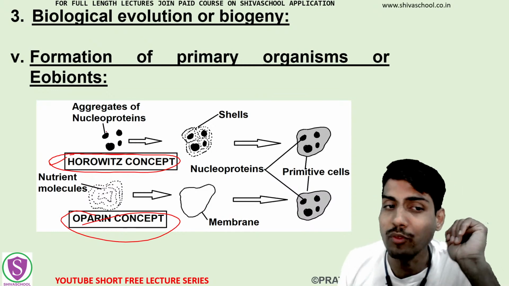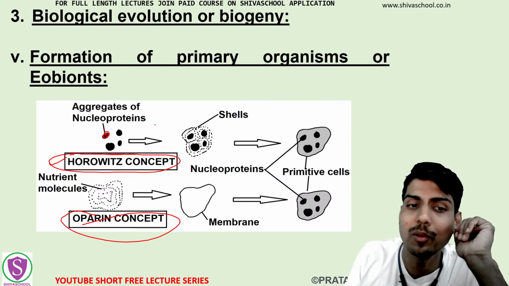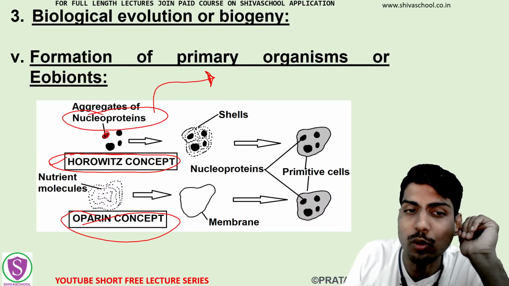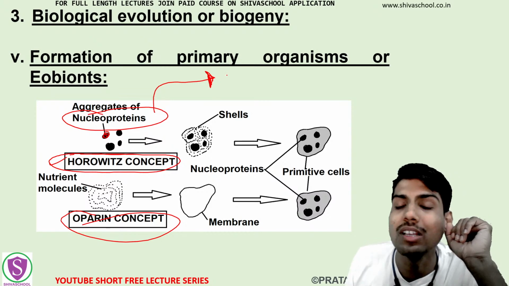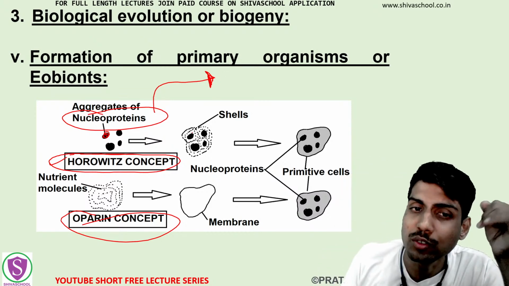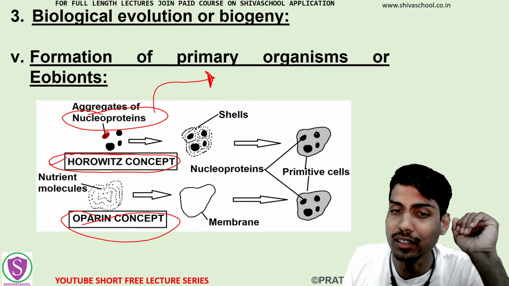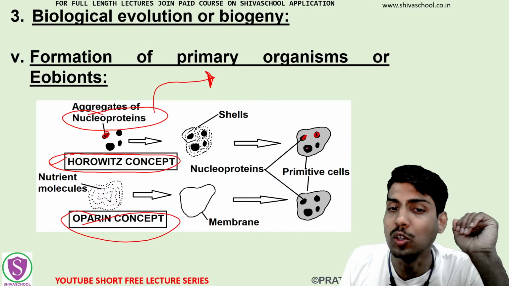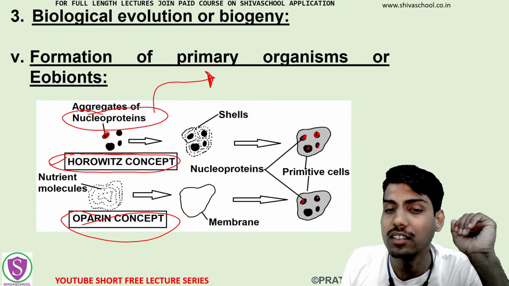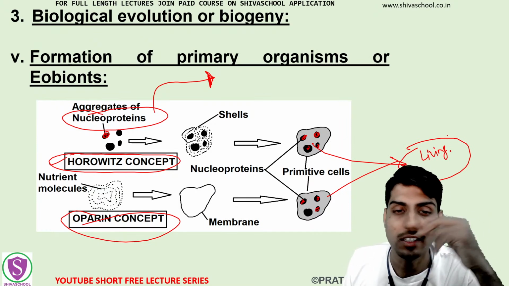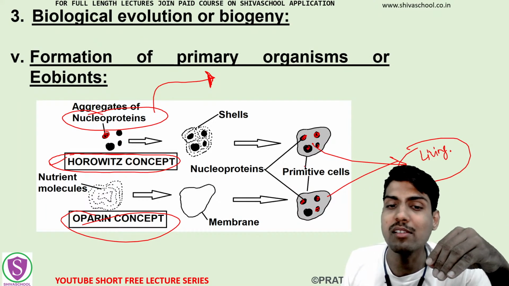Horowitz concept में क्या बोला गया है that first the nucleo, see, ultimately nucleoproteins are going to be important for formation of the first living cell because they are going to ultimately form the nucleus and DNA, right? So that's why both of them consider that if the final primitive cell has nucleoprotein inside it, then that is the protocell. That means this cell is only going to become the living cell. दोनों का मानना यही है, ठीक है. But the way in which this cell will form will be different.